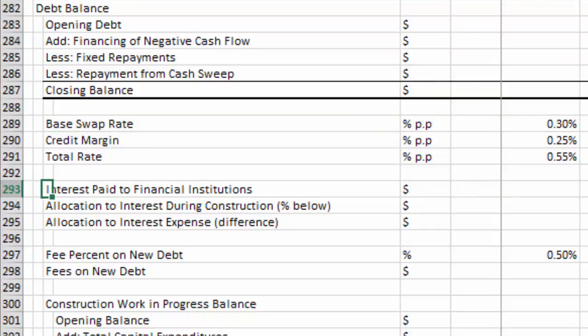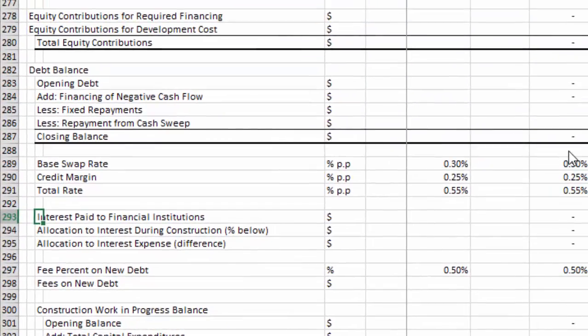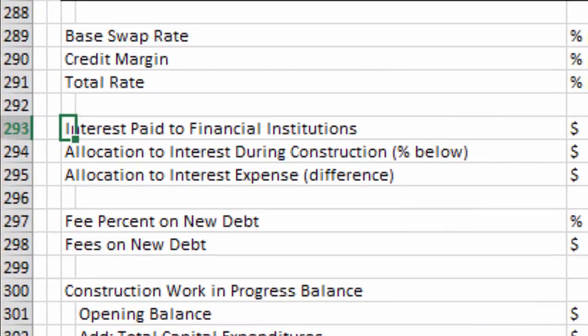Now, when we put the interest rates in, that's pretty straightforward. We have to then allocate some of the interest. We compute how much we're paying to the financial institutions. But one of the hardest things is allocating some of the interest during construction, I mean, the interest we pay to either interest during construction or interest expense.